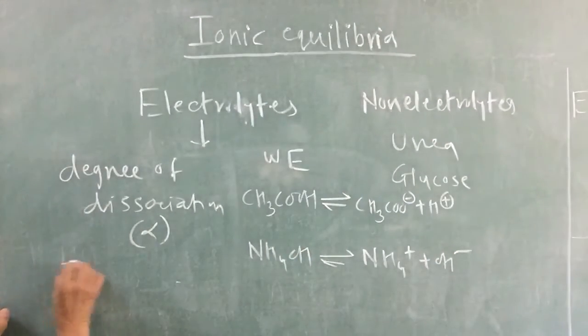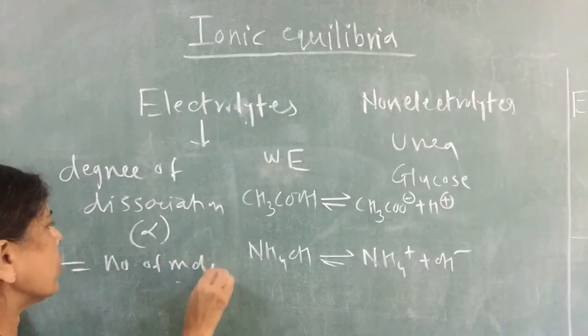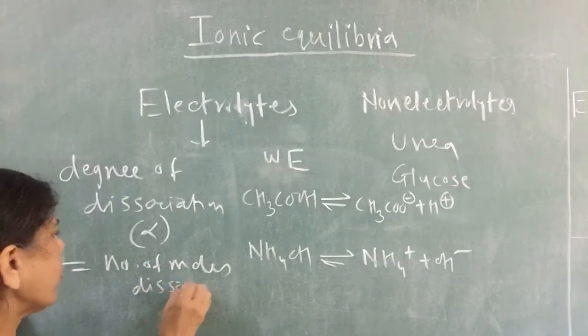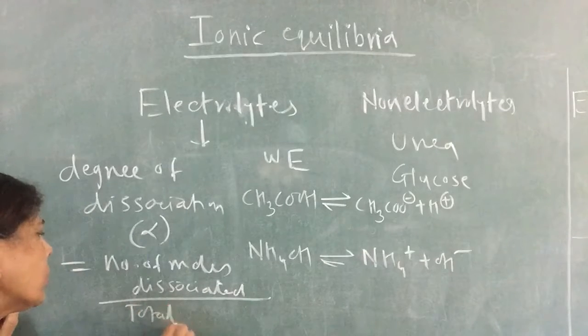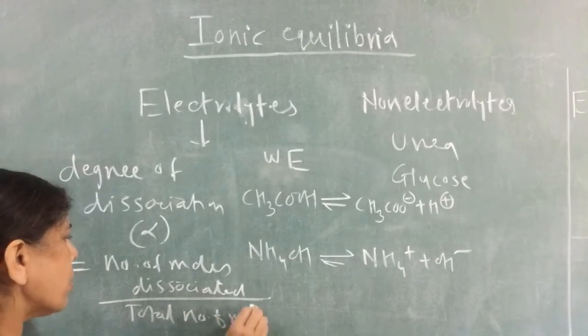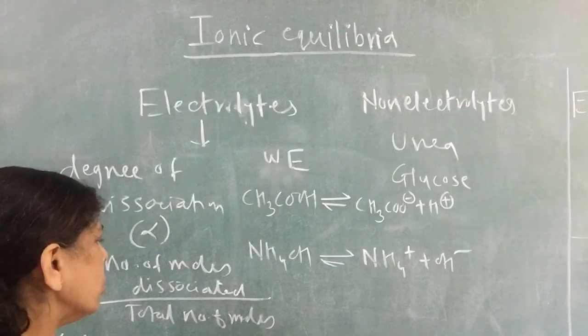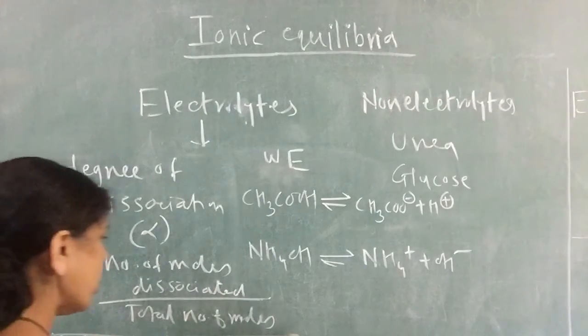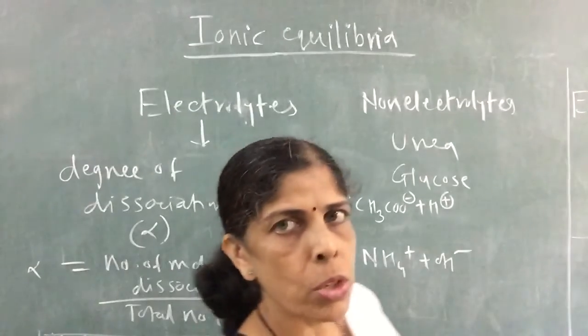So degree of dissociation alpha is equal to number of moles dissociated upon total number of moles which we had taken initially. Okay, and percentage dissociation is equal to alpha into 100. That is about degree of dissociation.